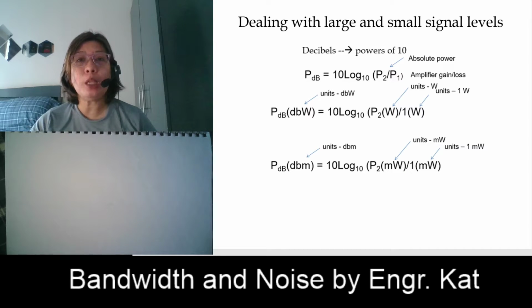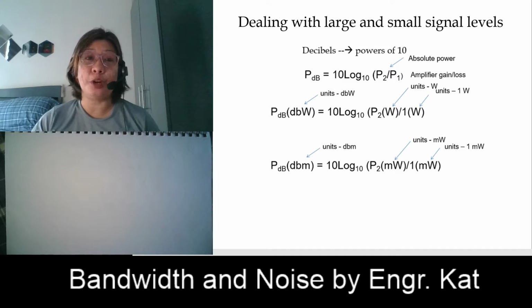Your P2 over P1, this is your absolute power. This corresponds to your output power and your input power. So this is your power gain. It can either be a gain or a loss.